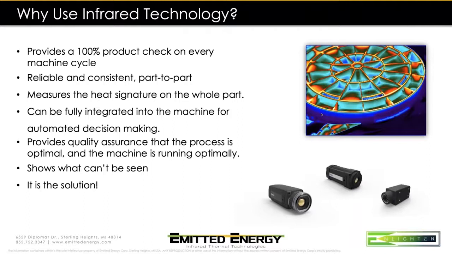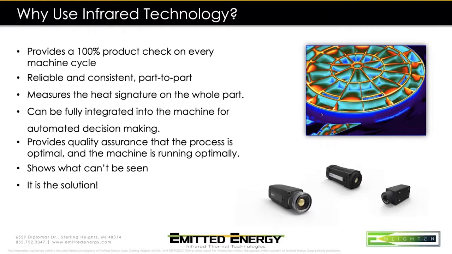Why do we want to use thermal imaging technology? Well, we do a 100% product check on each machine cycle. We're able to use that thermal image to detect problematic issues in the manufacturing process. It is consistent and reliable, and now we're measuring not only the consistency within a particular part, we're able to run part over part over part and check for those consistencies as well, identifying inconsistent or non-uniform thermal profiling.